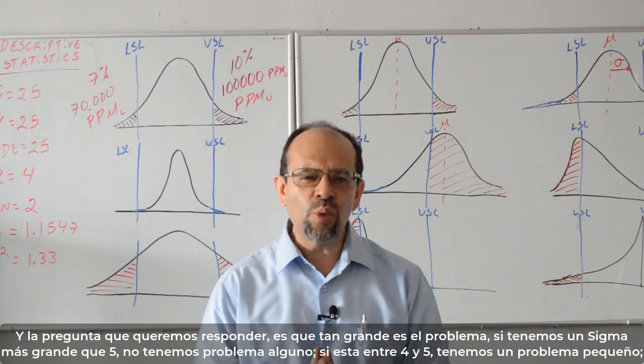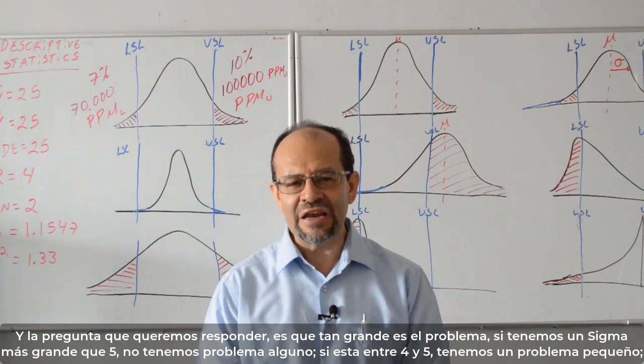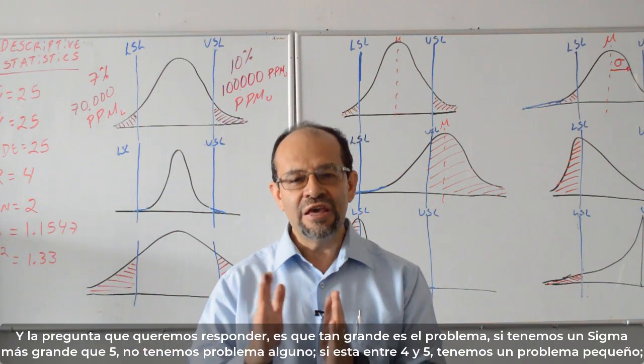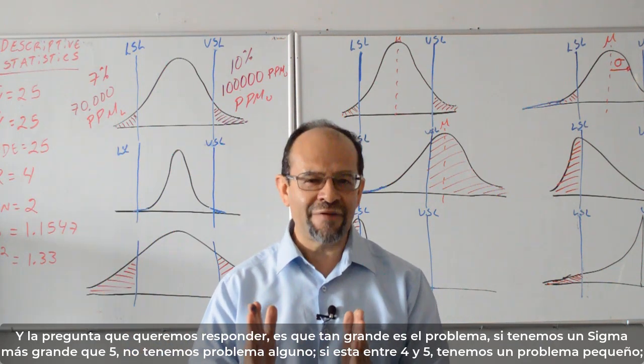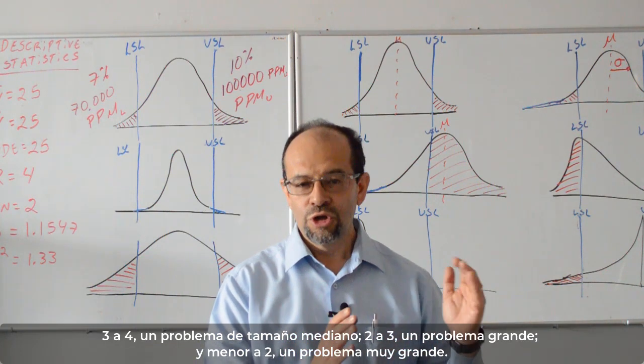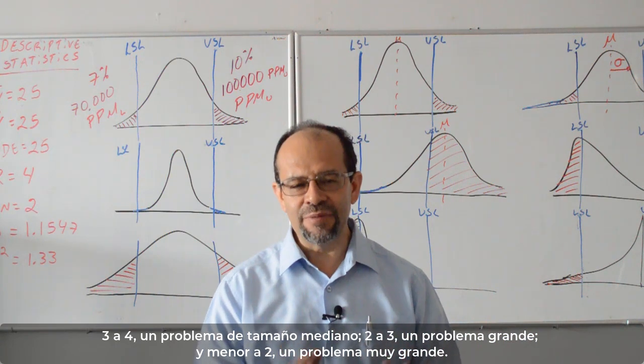And the question that we want to answer is, how big is the problem? If we are having a sigma greater than 5, we are not having a problem. If between 4 and 5, we are having a small problem. 3 to 4, medium-sized problem. 2 to 3, big problem. Smaller than 2 sigma, very big problem.